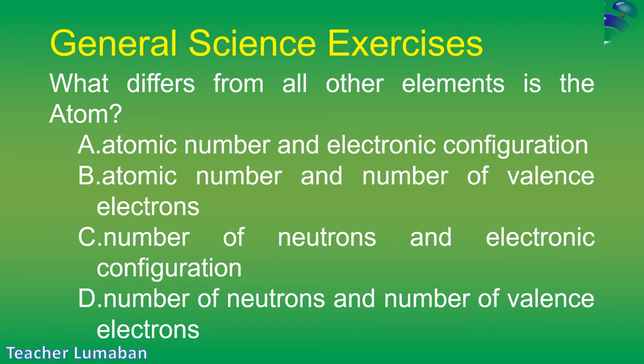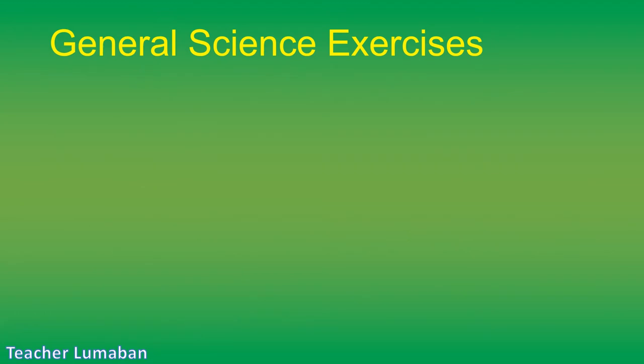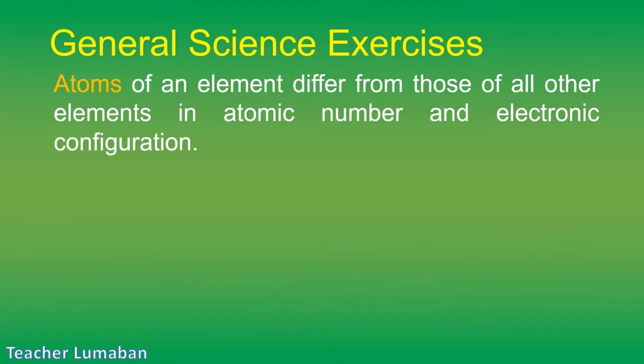Choose the suitable answer to the following choices in 5 seconds. 5. 4. 3. 2. 1. The correct answer is letter A, atomic number and electronic configuration. Atoms of an element differ from those of all other elements in atomic number and electronic configuration.